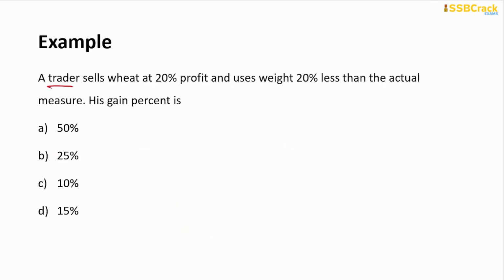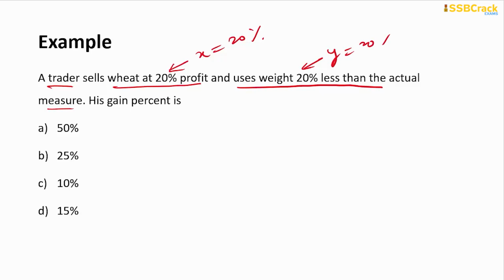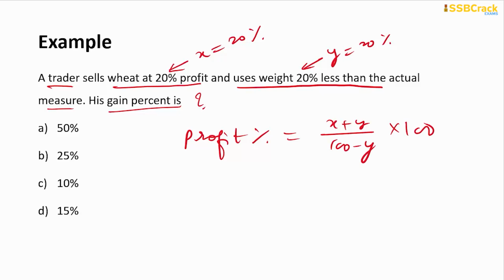Okay, so let's check an example then. A trader sells wheat at 20% profit. So this is the value of X, 20%, and uses weight 20% less than the actual measure. So this is directly the value of Y, 20%. And they ask us his gain percent, right? Profit percent is nothing but the gain percent, and we know its formula: X plus Y upon 100 minus Y into 100. Using the variable form of the formula is very easy, so you can remember it this way. So what is X? It's 20, Y is also 20. 100 minus 20 is going to give you 80, into 100.